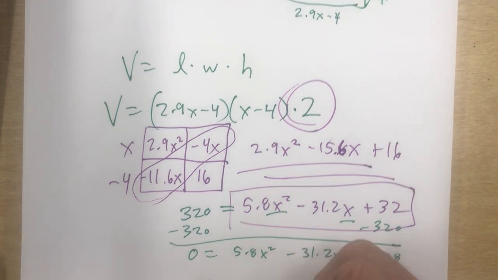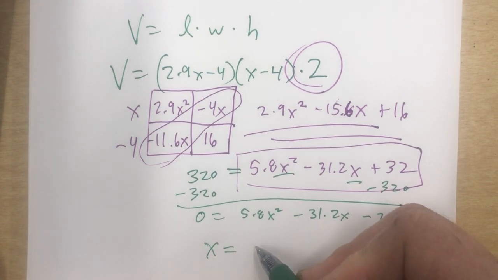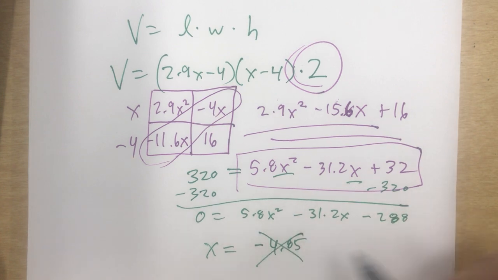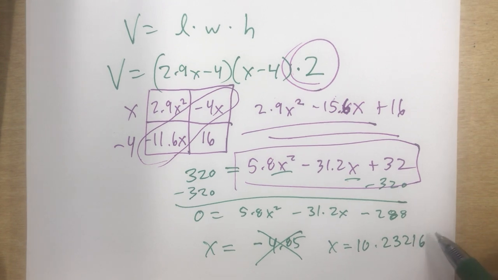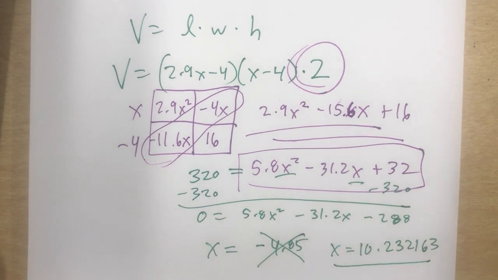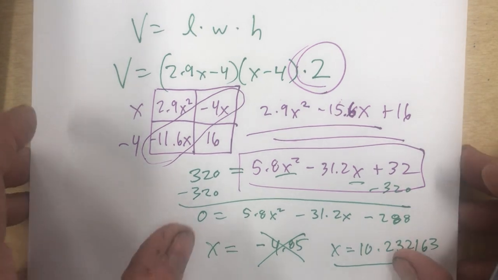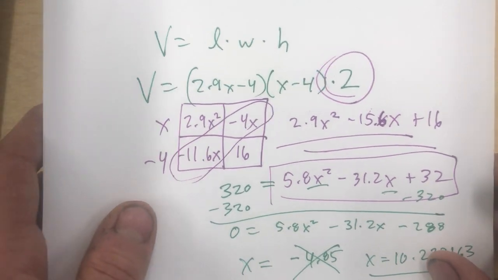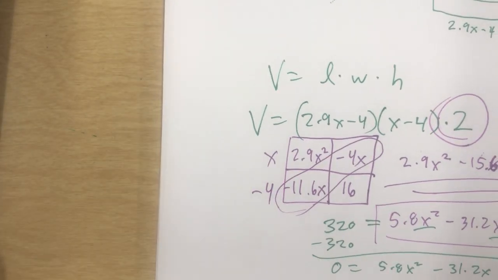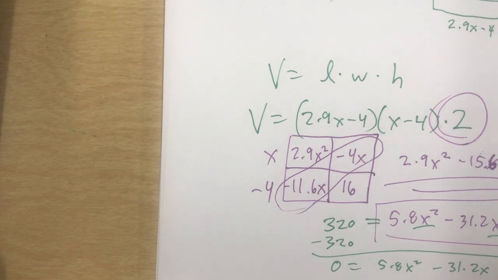All right, I got these answers right here. I've got negative 4.85, can't have negative, that's out. I got 10.232163. That one we can use, it's positive. Okay. So that's what x is.